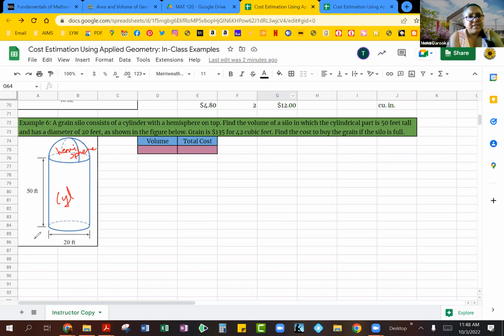So they are obviously asking us to find the volume of the silo, in which the cylindrical part is 50 feet tall and it has a diameter of 20 feet. And then they're telling us grain is $135 for a 42 cubic feet bag or container, whatever you want to think about it. So we want to know what the cost would be to buy the grain if we're going to fill the silo basically completely.